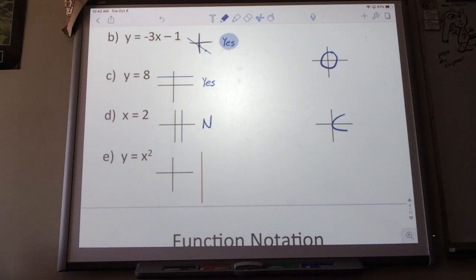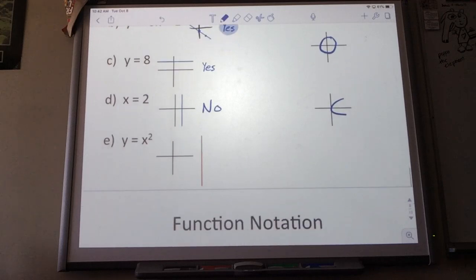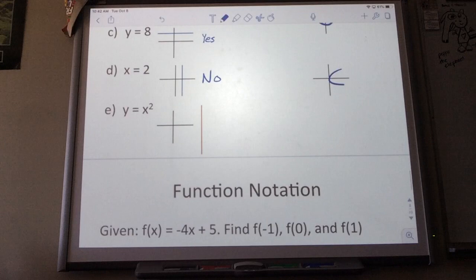So that is no. Okay, this last one is something we haven't talked about. So if you get to the homework and it asks you this, you have not seen this. It is a U shape. Anything that's being squared is a U shape.